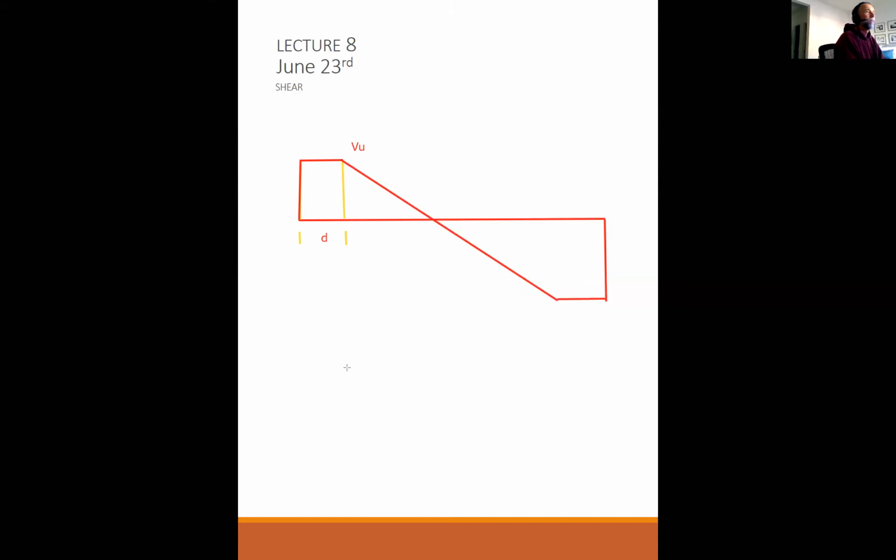So that becomes our demand. And this over here is VU. This point is VU high. We just took whatever VU was at D from the end and truncated it. So this becomes your demand curve. So far, so good? So far, so good.